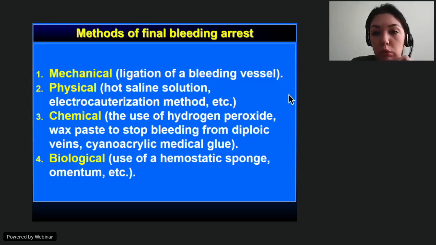Cyanoacrylic medical glue, it's like a modern method. Then biological methods, use of hemostatic sponge, omentum, greater and lesser omentum we can use, usually greater omentum. We put it in the wound, we stitch it together with omentum, and it helps also to stop bleeding. And hemostatic sponge is a substance that contains clotting factors and assists in hemostasis.